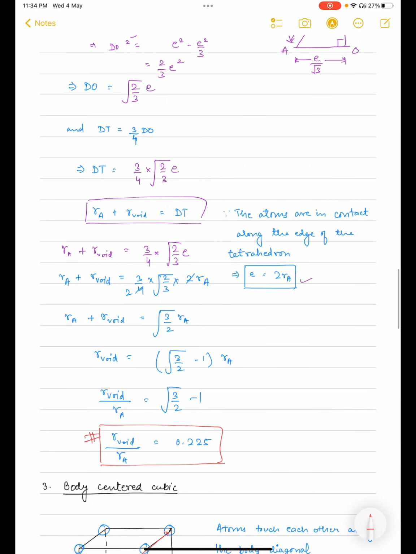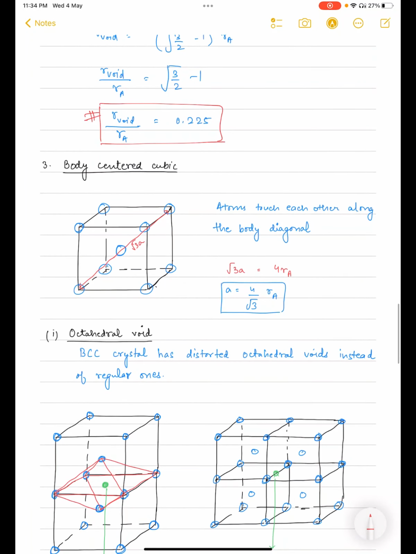Now let us continue to body-centered cubic crystal. For a body-centered cubic crystal, the atoms lie at the vertices and at the body center, and the atoms are in contact along the body diagonals. So this gives us that the length of the body diagonal is equivalent to 4 times the atomic radius.